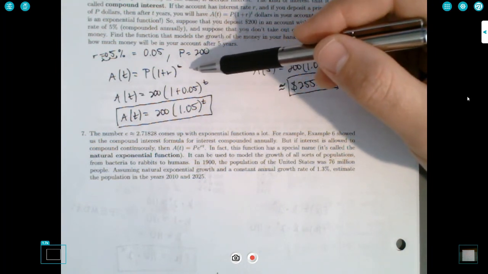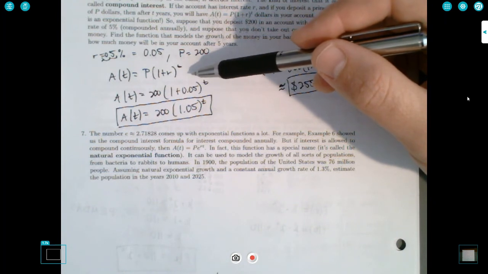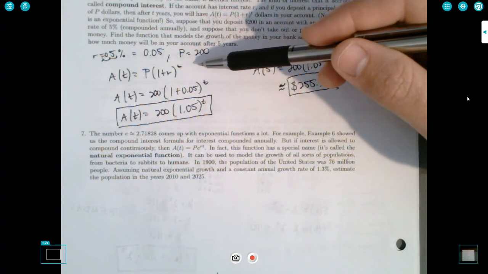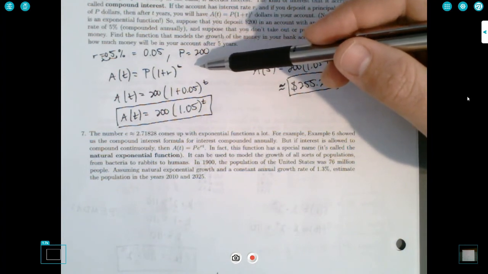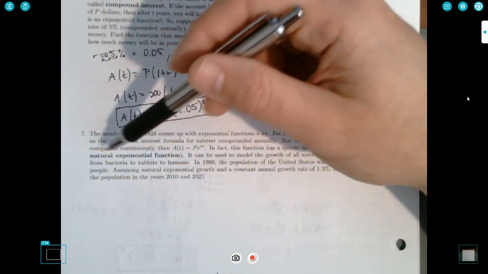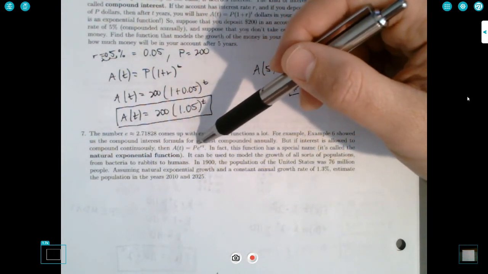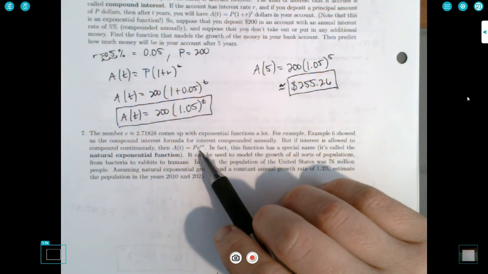If it's compounded twice per year, you get a slightly different formula. And if you allow the number of times that it compounds per year to go to infinity, then you get something called continuously compounded interest. And the formula for that is this, right? It's A of t equals P times e to the rt. So there's that number e.